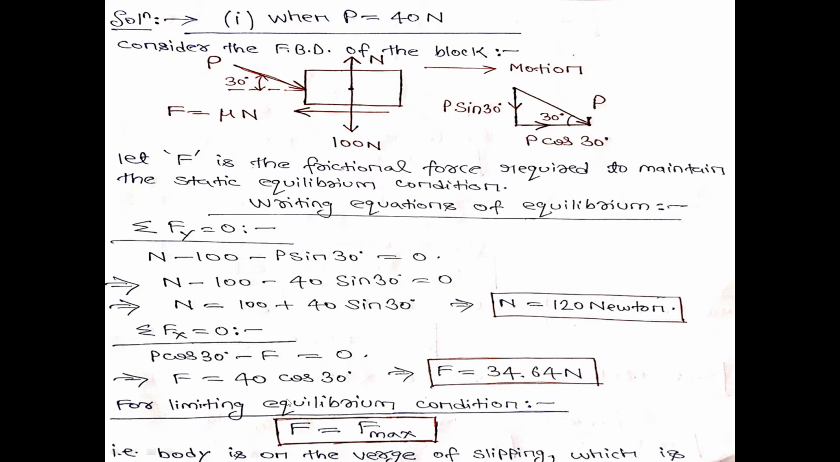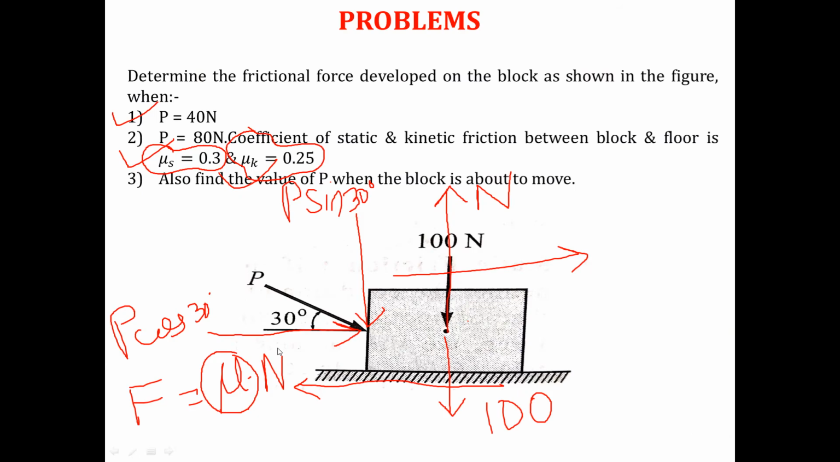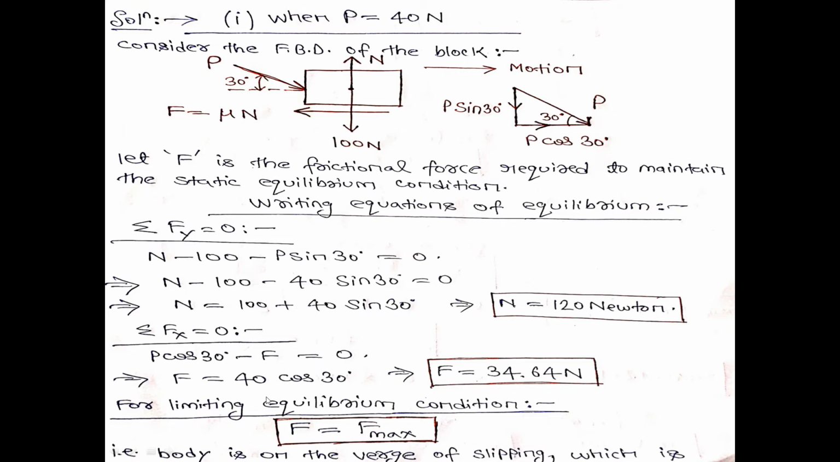Or I can write F is equal to P cos 30. What is P? P is 40 in the first case. So I got 40 cos 30, which comes out to be 34.64 Newton. So the frictional force is 34.64 Newton. But whether this frictional force is correct or not, I don't know, because I have not substituted the value of mu.